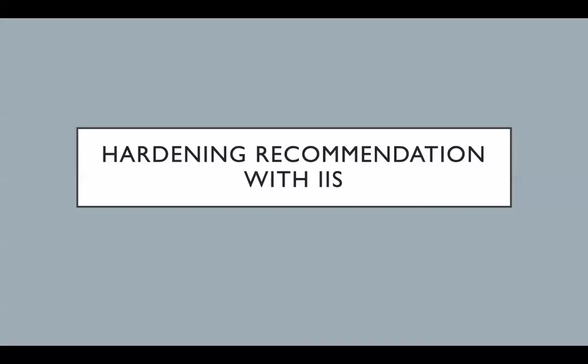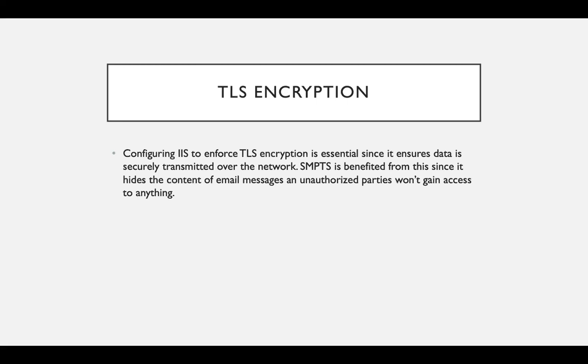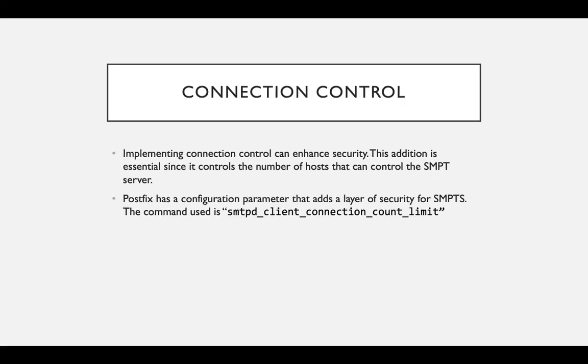So hardening recommendations with IIS. TLS encryption: configuring IIS to enforce TLS encryption is essential since it ensures data is securely transmitted over the internet. SMTPS benefits from this since it hides the content of the emails, and an unauthorized party won't gain access to any information.